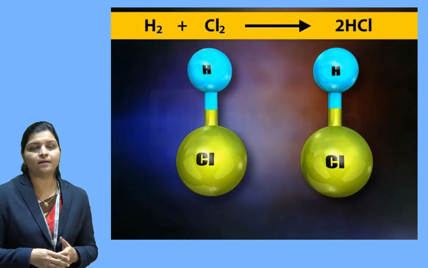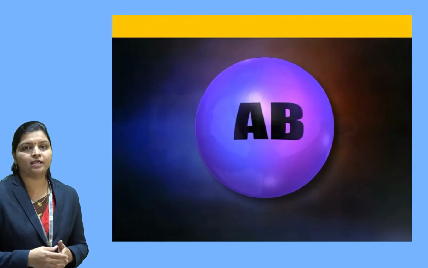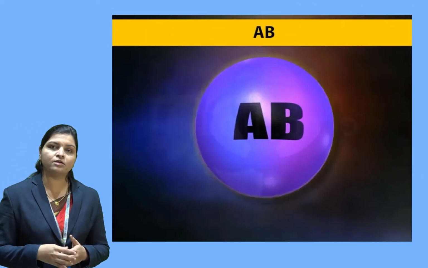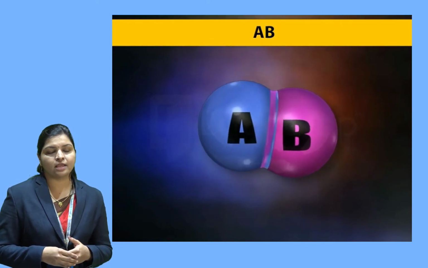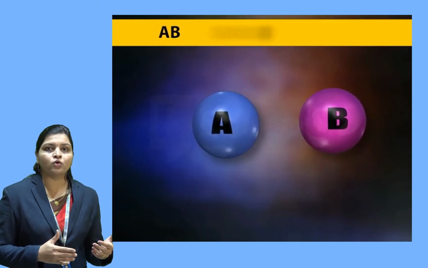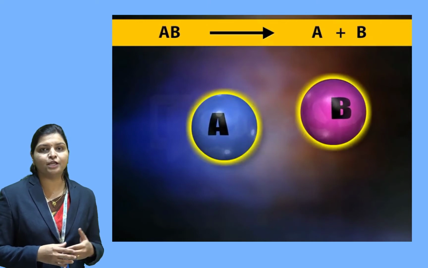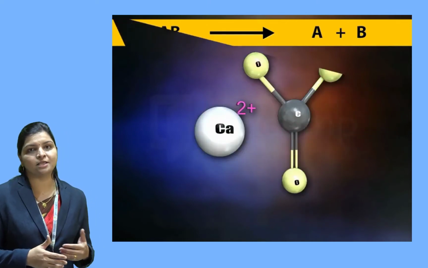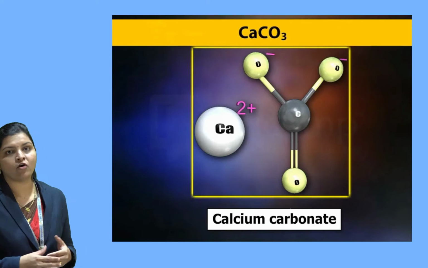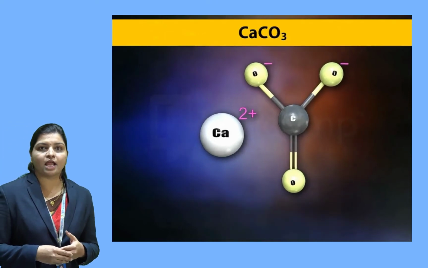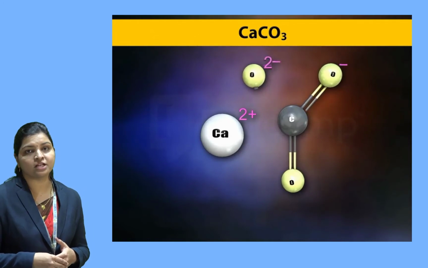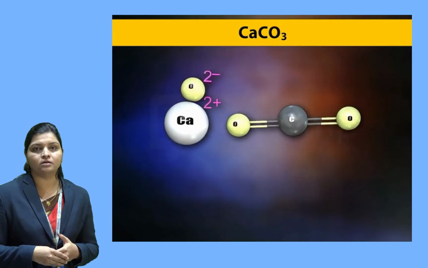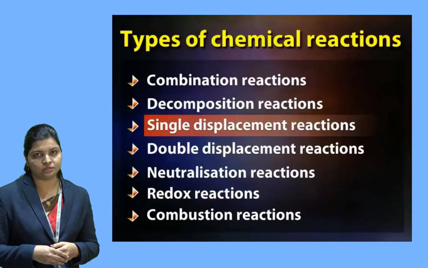Next, decomposition reaction. A decomposition reaction is a chemical reaction in which a compound is broken down or decomposes into one or two simpler substances. For example, calcium carbonate decomposes to calcium oxide and carbon dioxide.